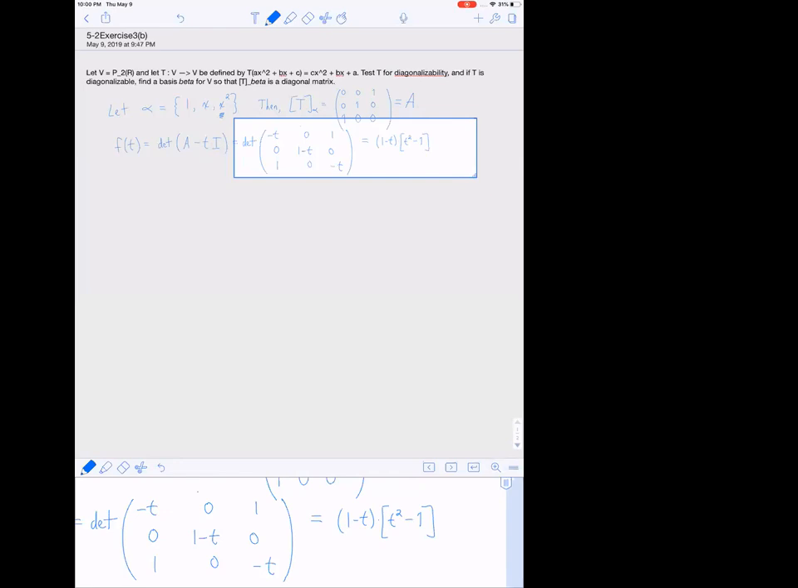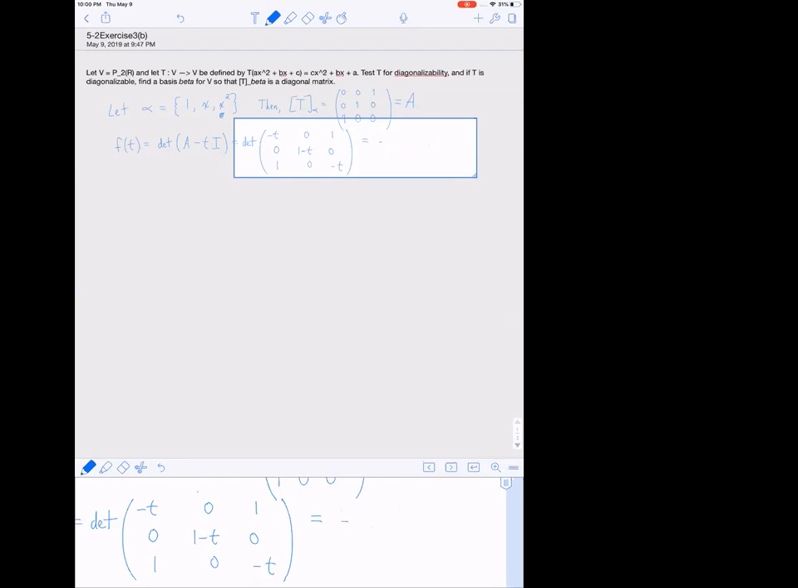That'll give us a nice, almost factored form. T squared minus 1 factors nicely, and then 1 minus t is already a linear factor. So that's a great, easy way to do that. But let's just stop for a moment. Let's suppose that we hadn't recognized that doing this determinant along the second column would be so nice. Let's just suppose we tried to use the first column instead.